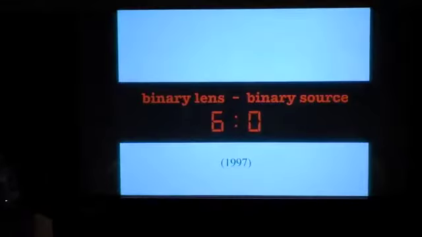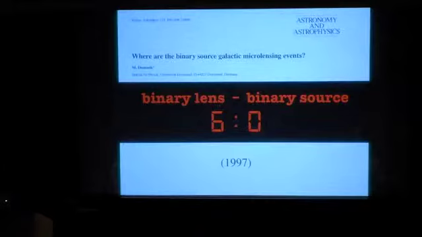However, by 1997, there were 6 reported identifications of binary lens microlensing events in the reviewed literature, but not a single binary source event. This got me posing the question, where are the binary source galactic microlensing events?